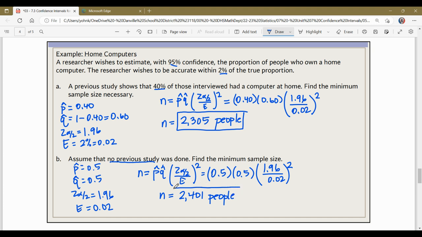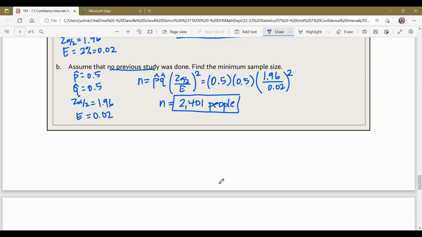Notice that my p hat, my sample proportion, went from 40% to 50%. And when I increased the proportion from a previous study, notice that my sample size increased. So if you're trying to come up with how many people you need to interview or subjects you need to sample, it's really important what a previous study was, or if you didn't have a previous study, because that will influence your calculations.